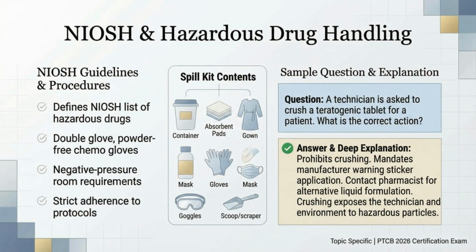NIOSH guidelines define hazardous drugs and mandate strict procedures, including double gloving and negative pressure rooms. For teratogenic tablets, crushing is prohibited, as it exposes the technician and environment to hazardous particles. Always contact the pharmacist for an alternative liquid formulation.